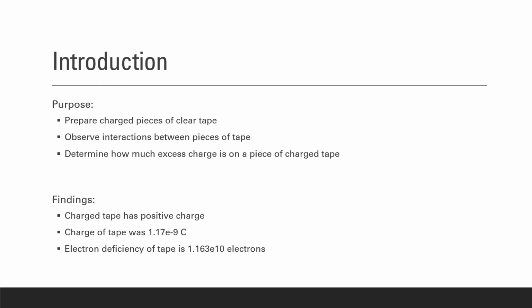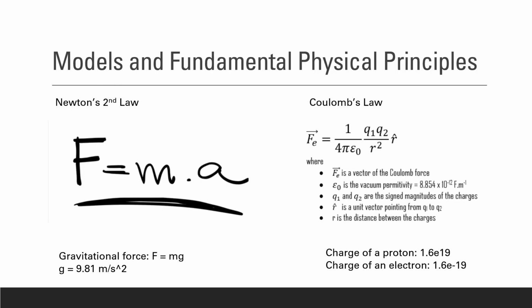to the 10 electrons. Models and fundamental physical principles used in this lab are Newton's second law, and we know that on Earth the gravitational force is m times g, where g is 9.81 meters per second squared. And we use Coulomb's law, which is 1/4 pi epsilon naught, also known as k, times q1 times q2 over r squared, where r is the distance between the charges. And we know that the charge of a proton is 1.6 e to the negative 19.